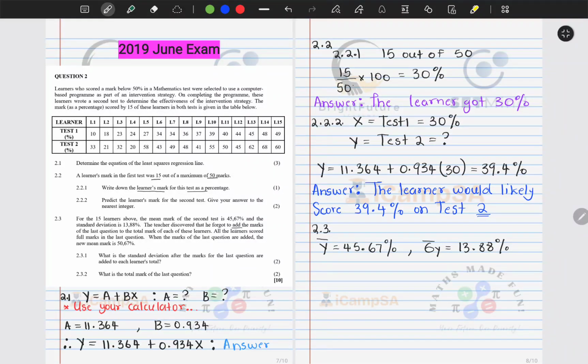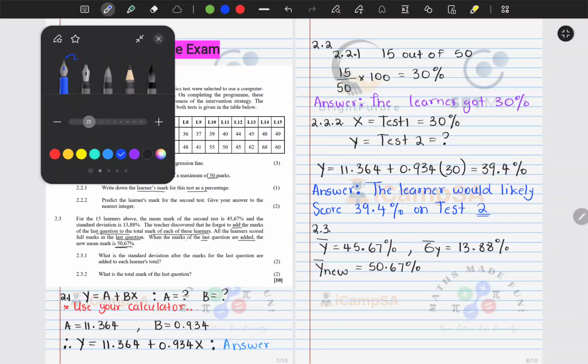Sorry, the teacher discovered that he forgot to add the marks of the last question to the total for each of these learners. All learners were scored full marks for the last question. When the marks of the last questions were added, the new mean became 50.67%. Now, the question is, what is the standard deviation after the marks for the last questions are added to each learner's total?